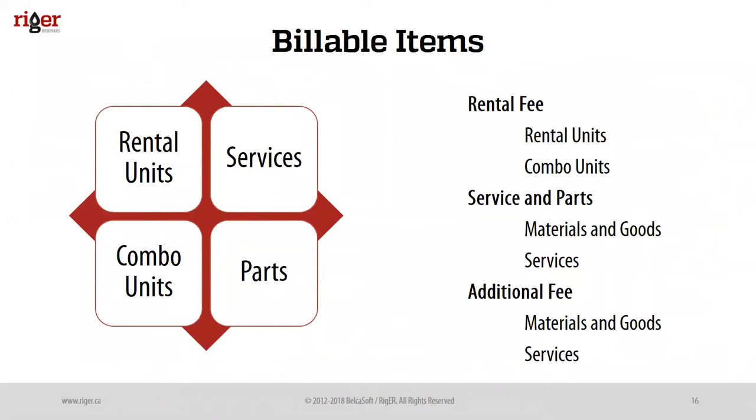In general, a rental invoice could have 3 different sections. It will be a rental fee, including rental units and combo units. It could be service and parts, including materials, goods, consumables, parts, and services. And an additional fee, for materials, goods, and services. An additional fee usually could be rental, repair tickets, maintenance, any other sales, support sales, or reimbursement of damaged or lost equipment.